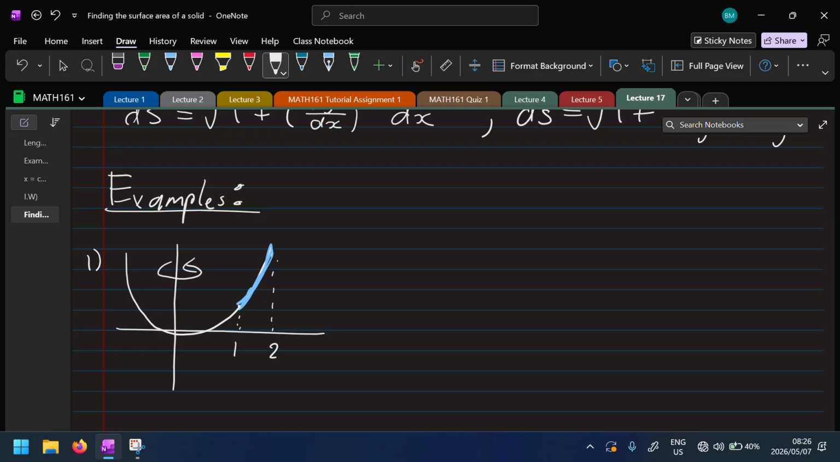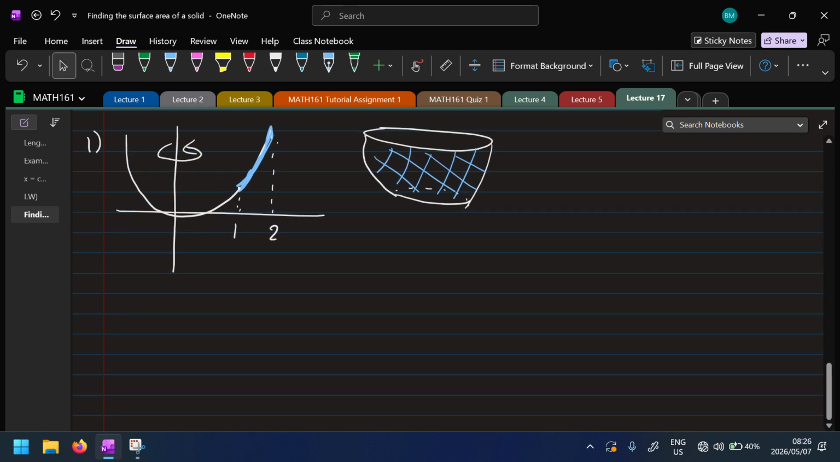So this blue part here, that's going to go around. What is that surface area? Okay, so a quick sketch. It's going to look something like this. If we rotate it around, we end up with this kind of shape. And we want this blue part, so the surface area here. Okay, so let's see what we get.